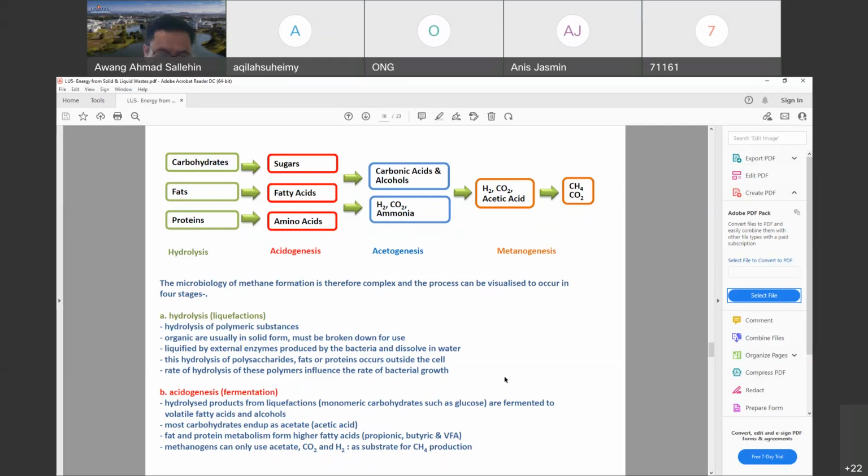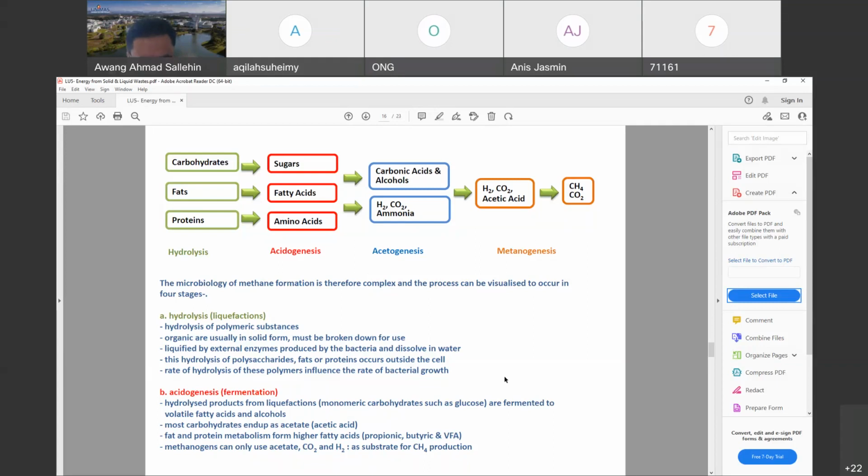So there is the process of hydrolysis, acetogenesis, as well as methanogenesis for the production of methane. The hydrogen, the carbon dioxide, as well as the acetic acid will be the ones used to produce what we call methane and also carbon dioxide. So there are these four common processes.